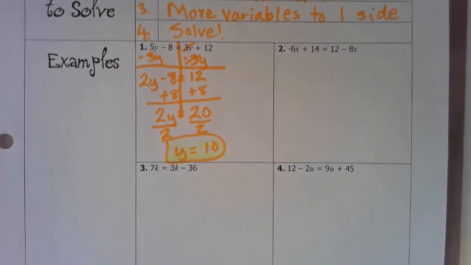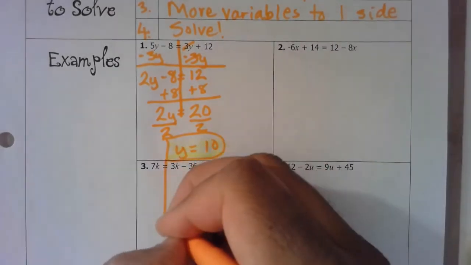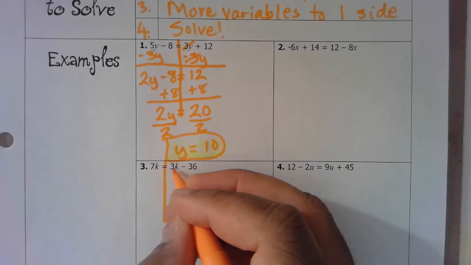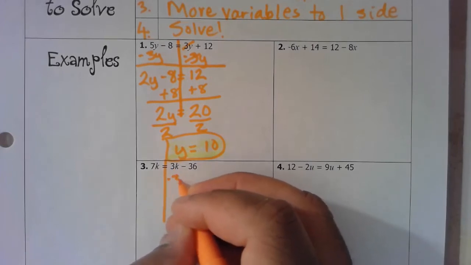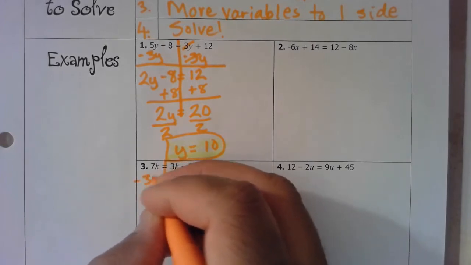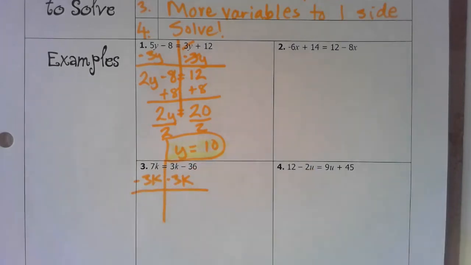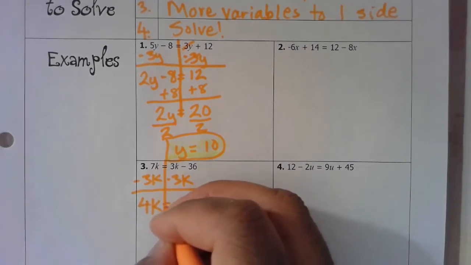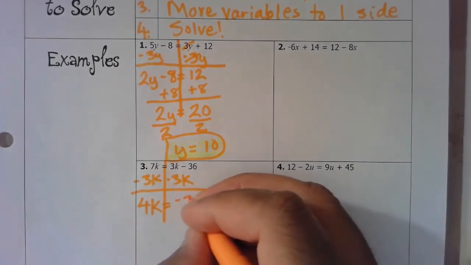So this time my variable is a k, and I want to bring my variable over to the left-hand side here. You don't have to necessarily, but I try to keep it consistent and just move it to the left-hand side. There'll be times where it is better to actually move it over to the right-hand side, but for the purposes of this example, I have a positive 3k here, so I'm going to take the inverse of that, subtract 3k to the other side, draw my line underneath. So 7k minus 3k will give me a 4k equals a negative 36.